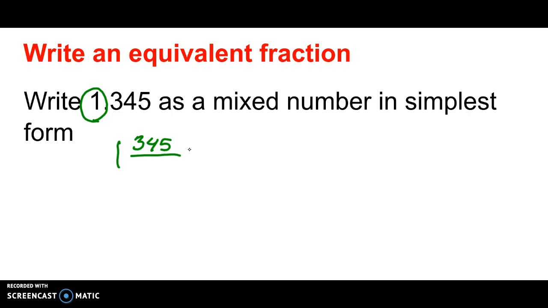The trick to doing this is to take a line and put it under the number and put a 1 in the ones place. It doesn't matter what your whole number is, you always put a 1 in the ones place, and then fill in a 0 for every number that follows. So it's 1 and 345 thousandths. If you can't remember that, that's your little trick.